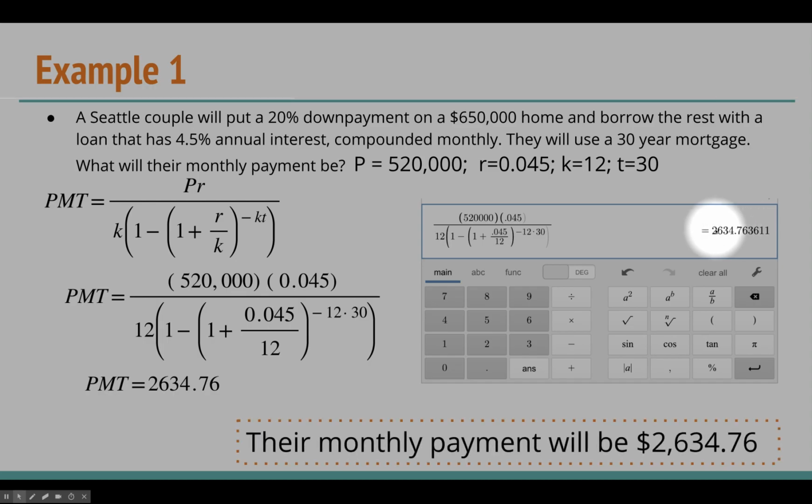So to answer the question, which was how much is their payment going to be, it's going to be $2,634.76. So that's an example of how we can use the annuity payout formula, repurposed into a payment formula on loans with a principal P.